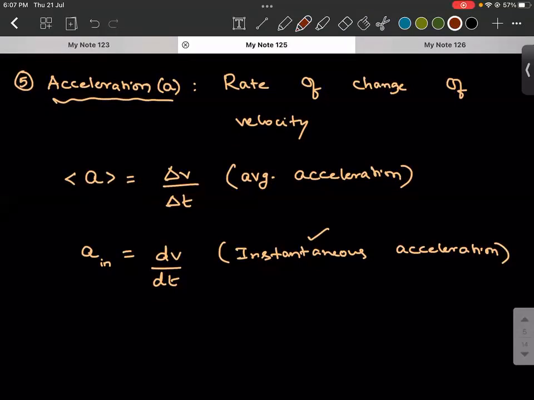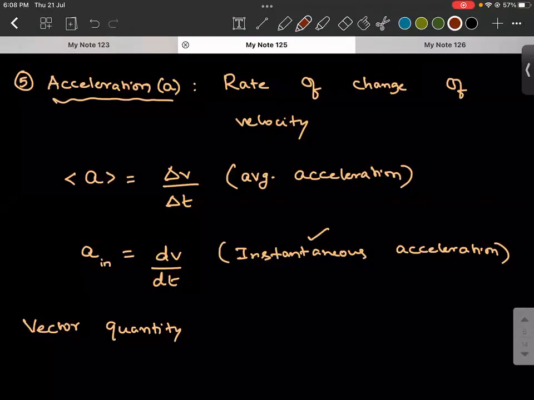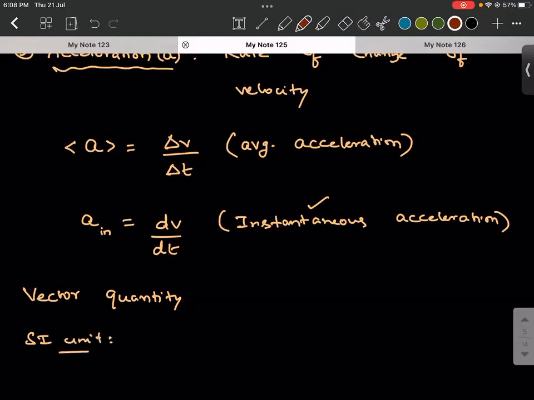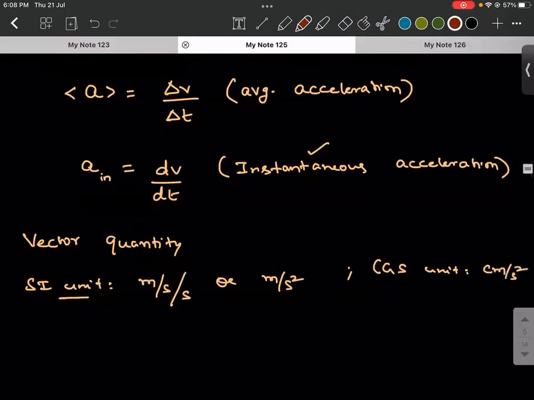Now, if you ask a question of what kind of physical quantity is acceleration, it is also a vector quantity. The reason being very simple: because it is velocity divided by time. Velocity itself is a vector quantity. Then what is going to be the SI unit of it? It will be meter per second square, and its CGS unit is going to be centimeter per second square.